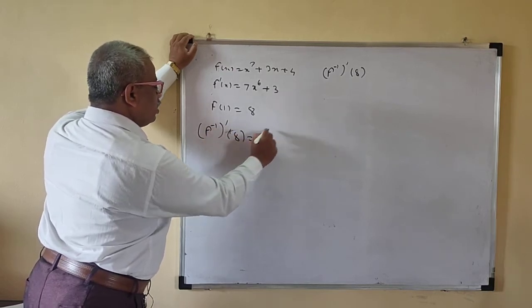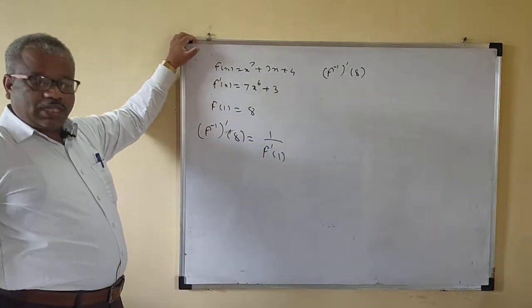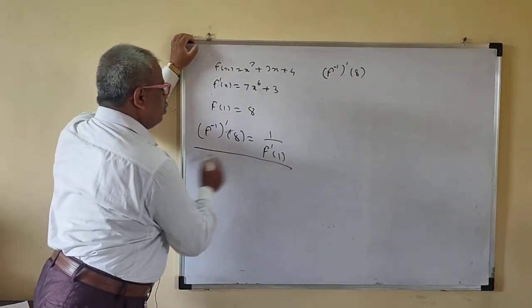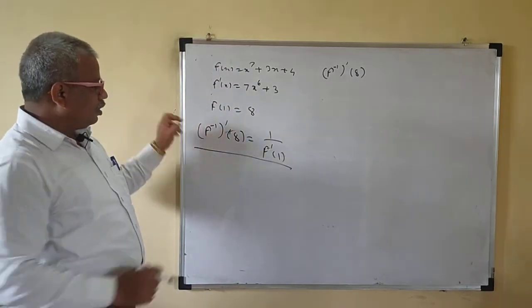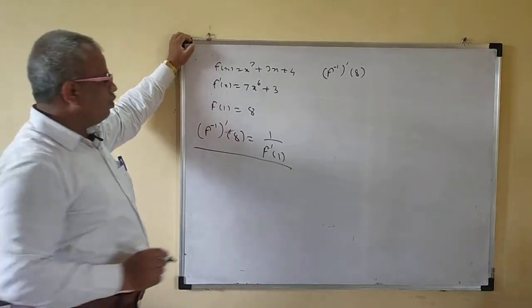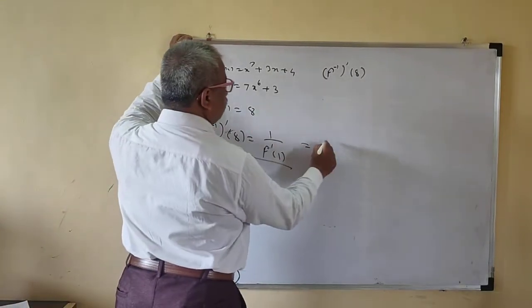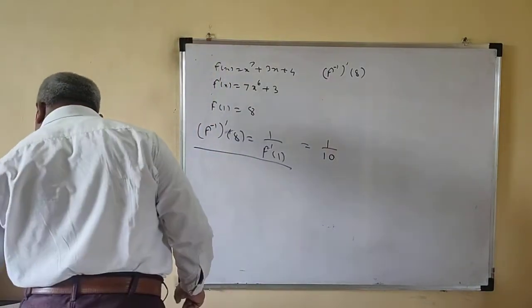So f inverse prime of 8 is equal to 1 upon f prime of 1. Note this formula. You should know this. If f of 1 is equal to 8, then f inverse prime of 8 is equal to 1 upon f dash of 1. And what is f dash of 1? So this is 1 upon 10. Okay. So we'll take one more example.